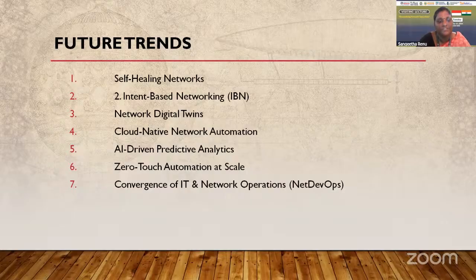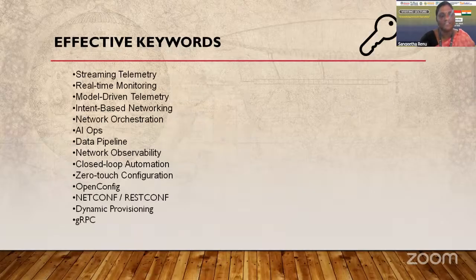In future trends: self-healing networks, intent-based networking, network digital twins, cloud-native network automation, AI-driven predictive analytics, zero-touch automation at scale, and convergence of IT and network operations. Effective keywords: streaming telemetry, real-time monitoring, model-driven telemetry, intent-based networking, network orchestration, DevOps, data pipeline, network observability, closed-loop automation, zero-touch configuration, OpenConfig, NETCONF, RESTCONF, dynamic provisioning, gRPC.